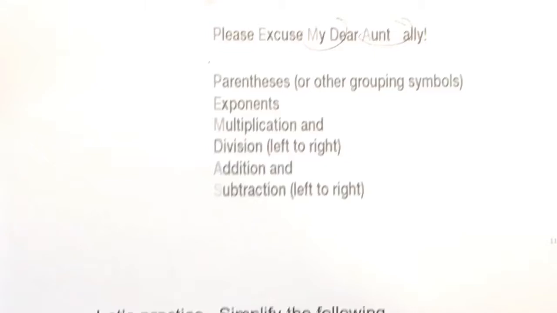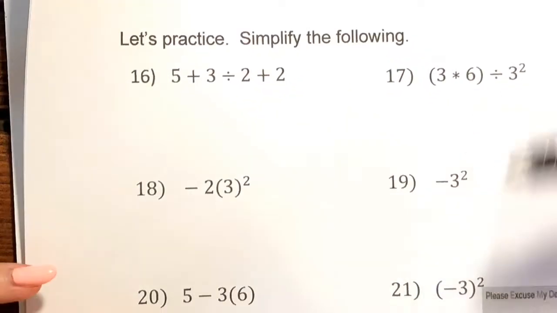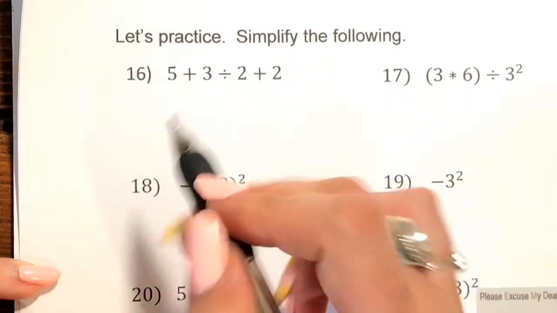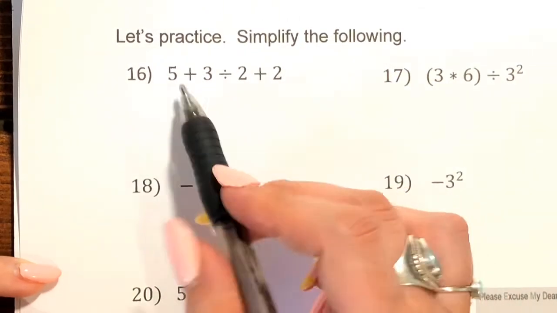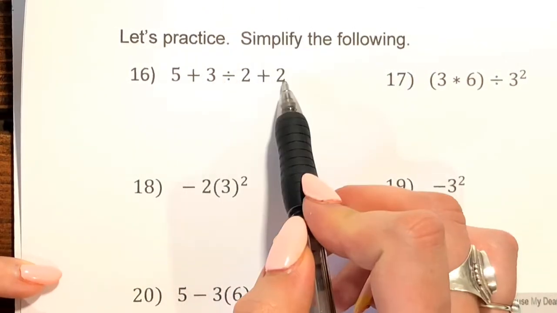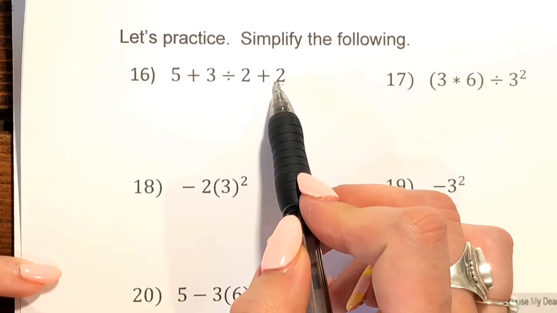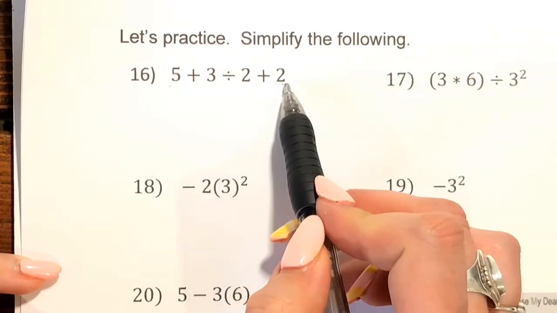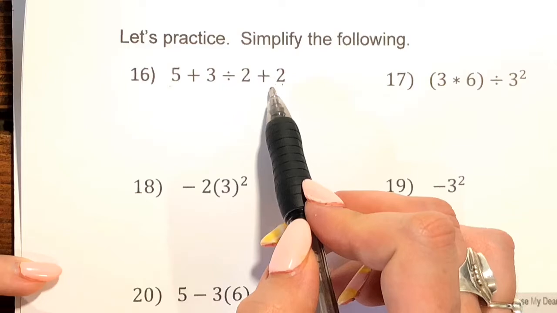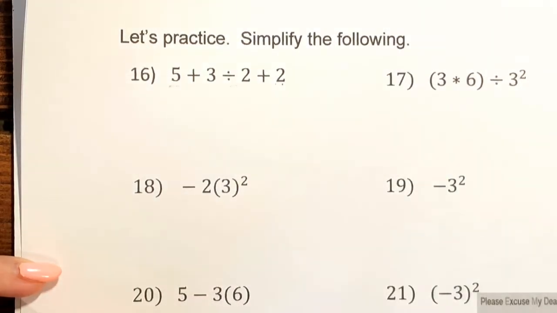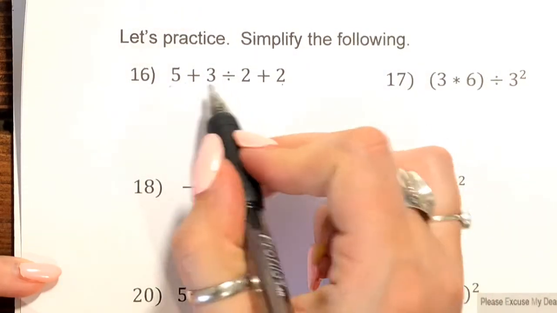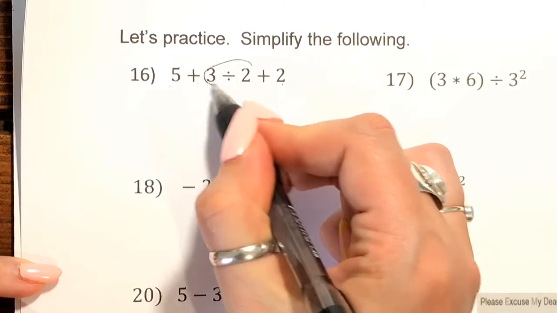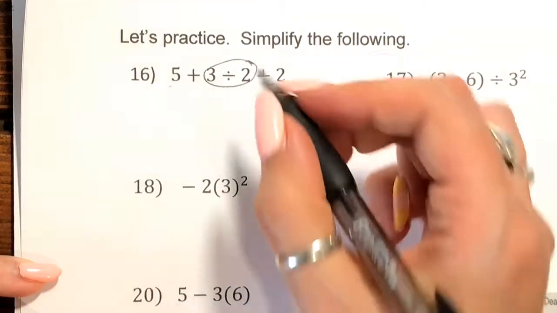So let's practice a couple. This part will go a lot quicker than the fraction part. What you're going to do is just go through your list. I'm going to look for parentheses. Okay, I don't have any parentheses. The next step is exponents. I don't have any exponents. So then I move down to multiply, divide. Remember, multiplying and dividing are the same step, but I only have one division. So we're going to do that step first.